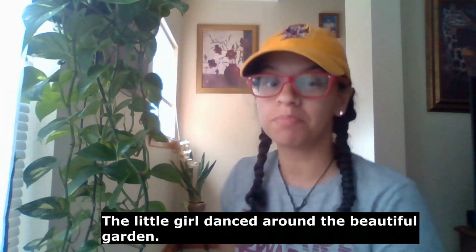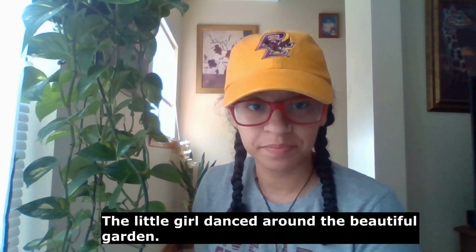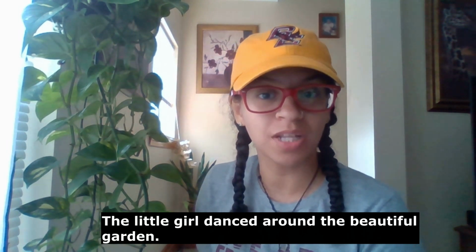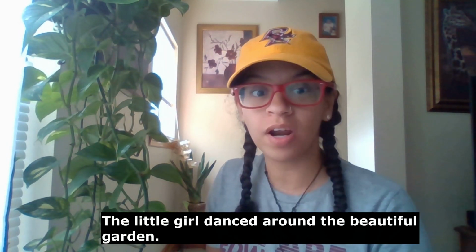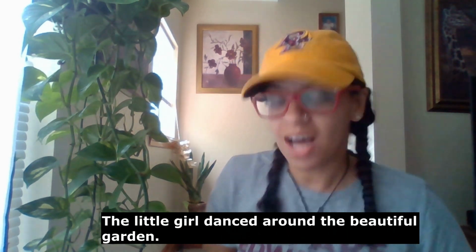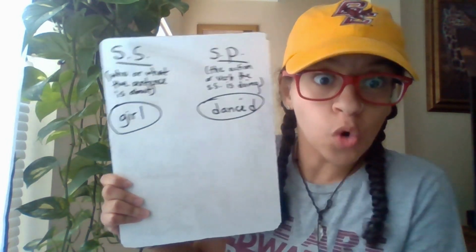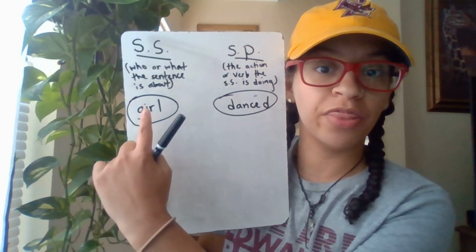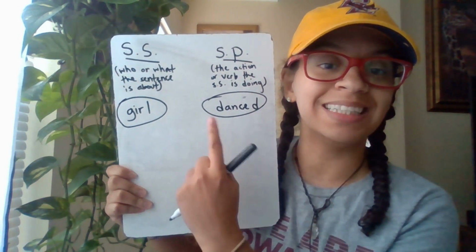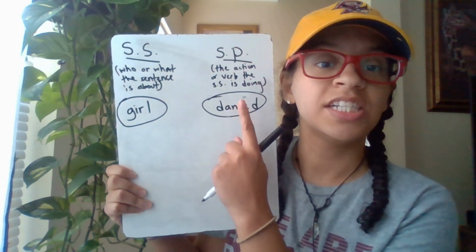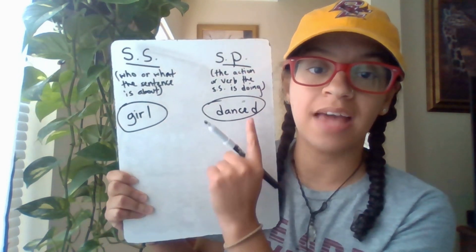All right, I have figured out the simple subject, which is who or what the sentence is about, and the simple predicate, which is the action that the simple subject is doing. So let's go over it together. And if you're not done, pause the video and go over it, and press play when you're ready to go over it with me. All right, so the simple subject is girl. Who or what is the sentence about? It's about the girl. The simple predicate is that she danced. So hopefully you wrote girl and danced.